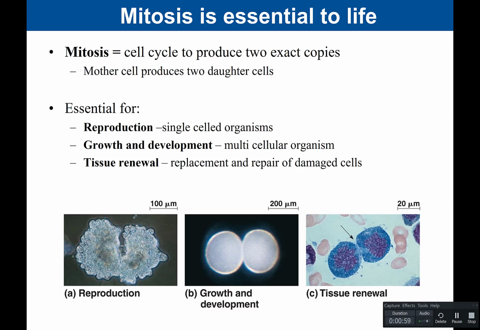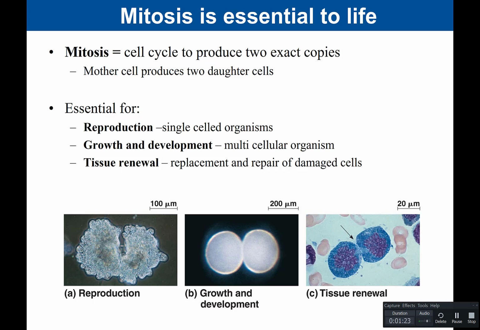On the left here for reproduction, we can see an amoeba, which is a single-celled protist that is dividing into two, and it divides by using mitosis. It's just going to make a copy of itself and then divide. That is a type of reproduction that is known as asexual reproduction. Asexual means without a partner.